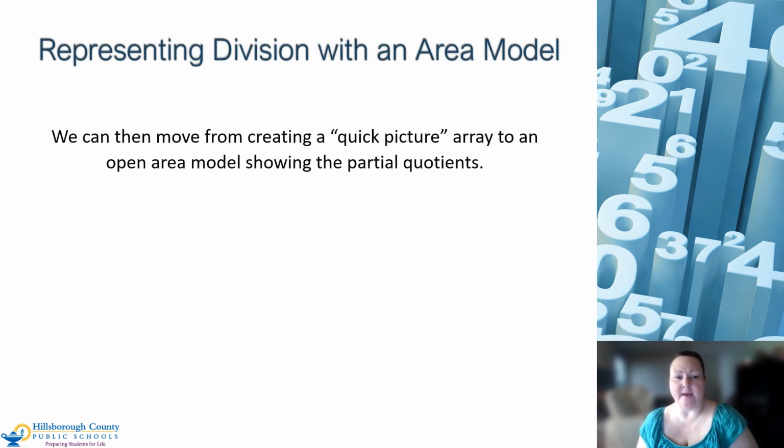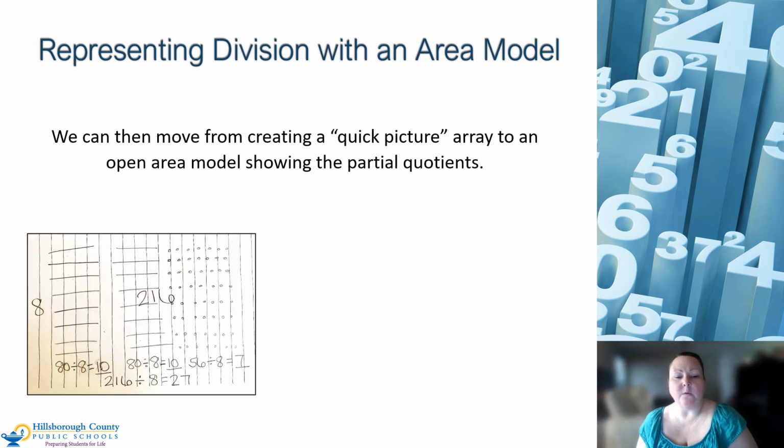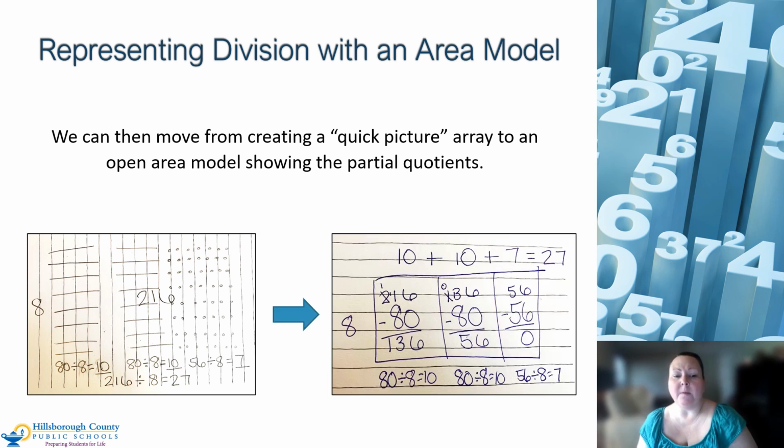So now that students have had some time to represent division using those base 10 models and moved into creating those arrays, we can take those quick picture arrays that they're familiar with and move into creating an open area model showing those same partial quotients. So you can kind of compare and contrast. In the left model, I have these partial quotients. I have 80 divided by 8 equals 10, 80 divided by 8 equals 10, 56 divided by 8 equals 7. I can see those same exact problems in the open area model.